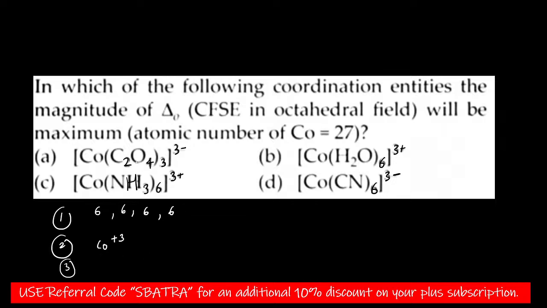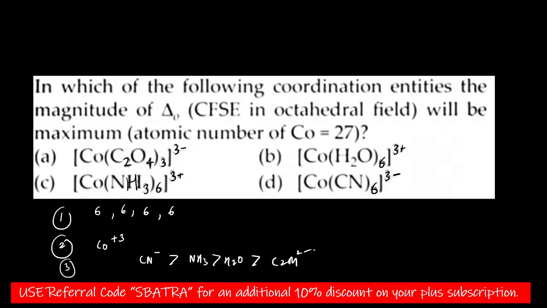Now the deciding factor over here is the strength of ligands. So what is the strength of ligands? We have oxalate ion, ammonia molecule, water molecule, and cyanide ion. The strength of ligands is according to the spectrochemical series. Is it clear to all of you? This is going to be the strength of ligands.